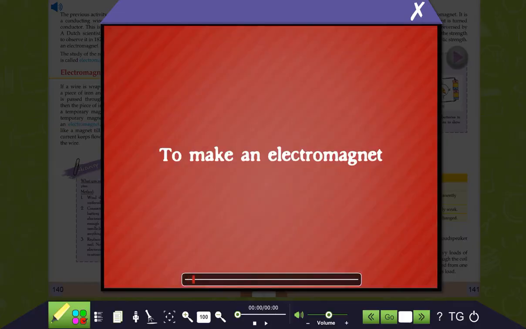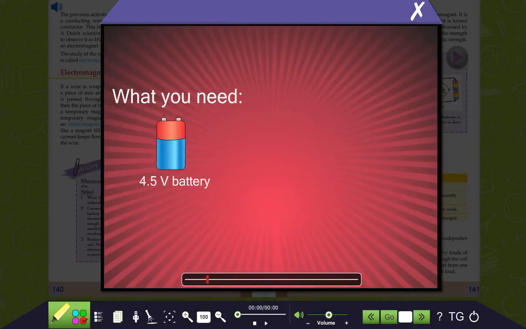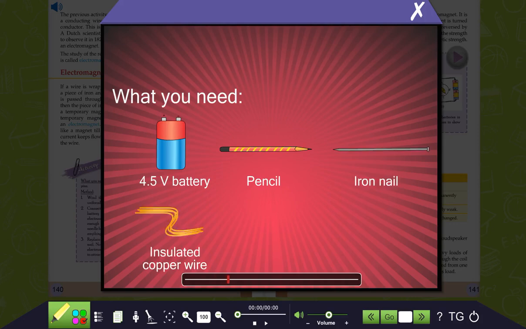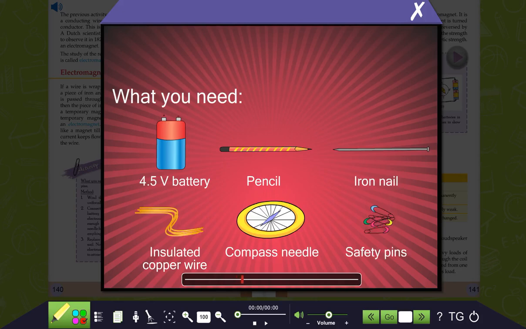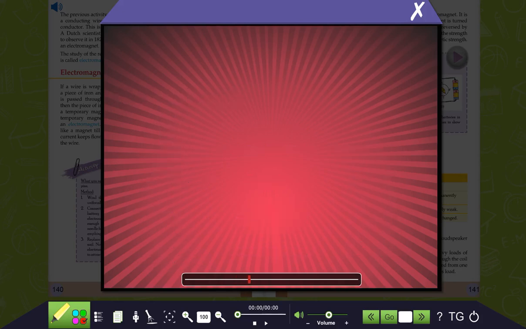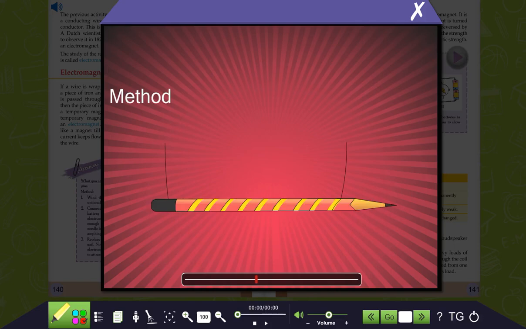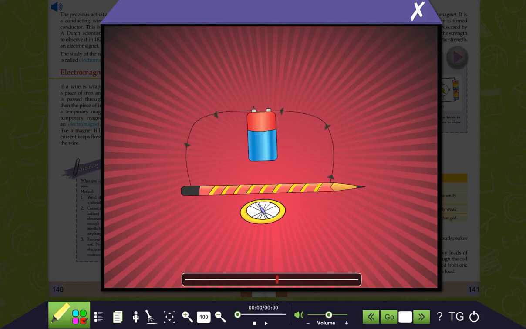Activity 2. To make an electromagnet. What do you need? 4.5-volt battery, a pencil, a large iron nail, insulated copper wire, a compass needle, and safety pins. Method 1. Wind the wire tightly and uniformly around the pencil. 2. Connect both ends of the battery to the wire.